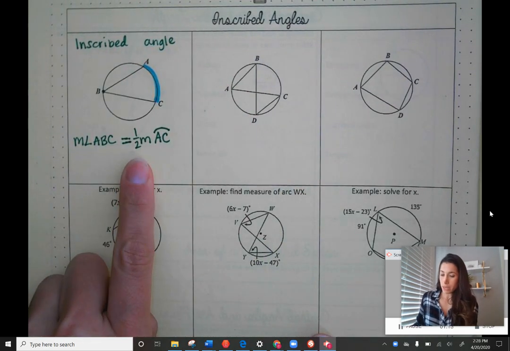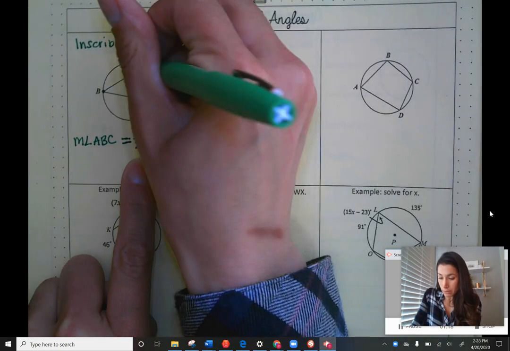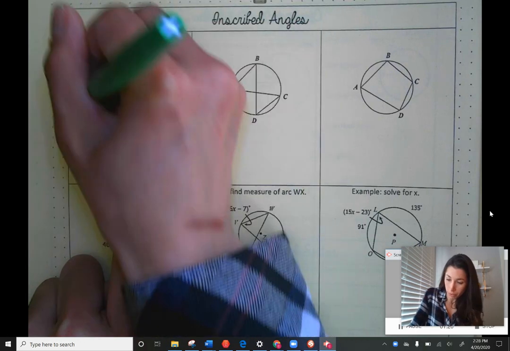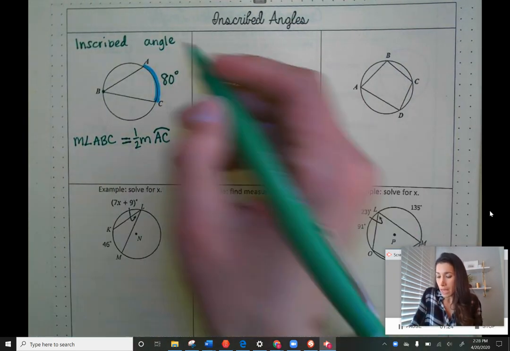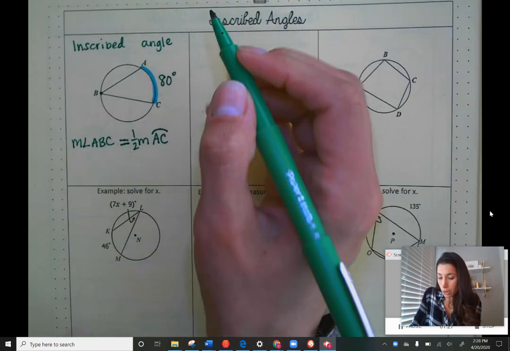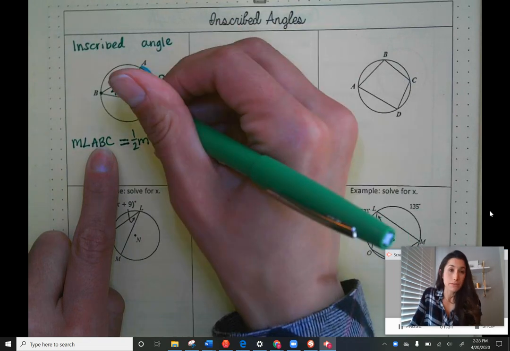The other way to look at it, so let's say, for example, this is 80 degrees. This part of the circle, if we're going around the full circle, would be in 360. This part is 80. Let's just, for example, say that. That would make this angle here 40 degrees because half of 80 gives us that value of 40.